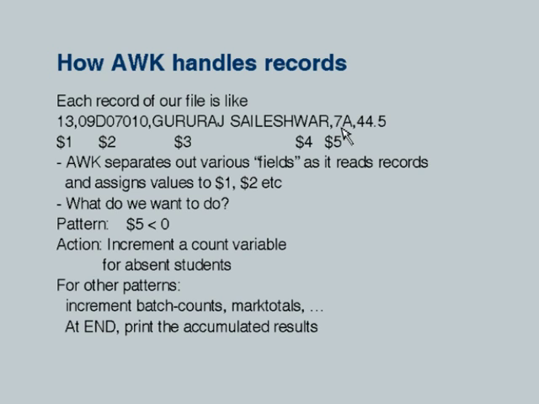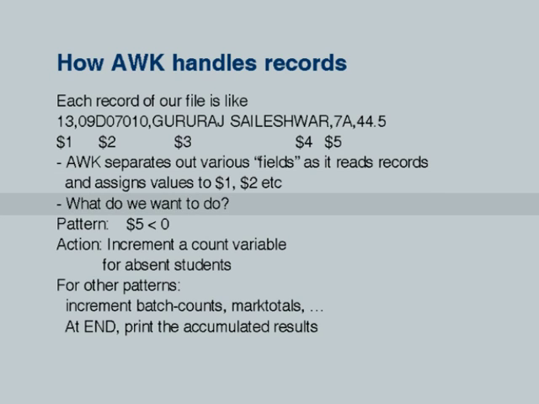$4 is 7a, this is crucial. $4 has a value which is a string, a 2 character string, which is 7a. $5 is a numerical value, 44.5. So, awk separates out various fields as it reads records and assigns values to these.